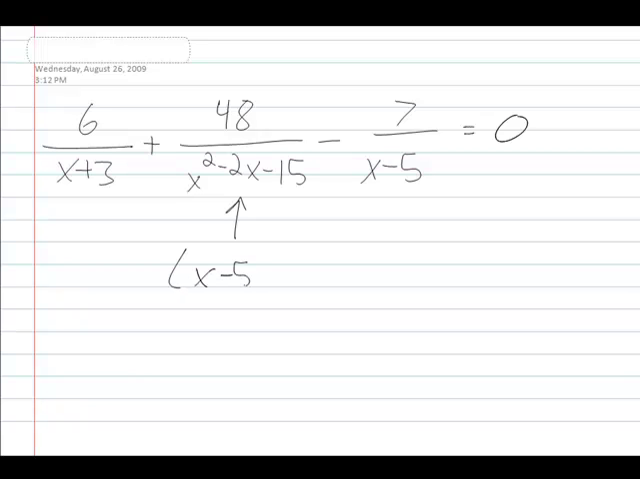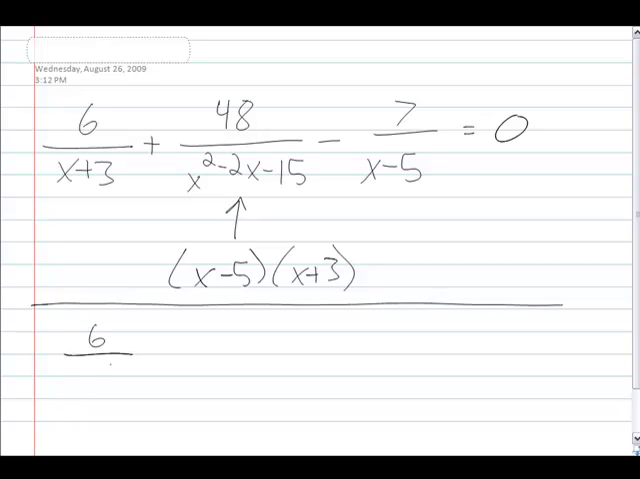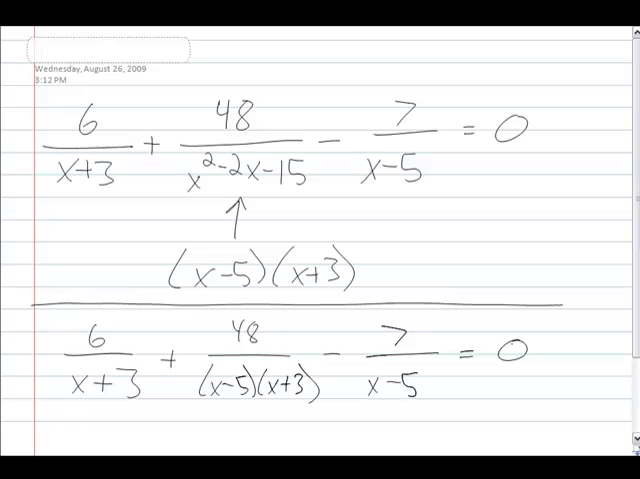This will factor to x minus 5 times x plus 3. So now we're going to rewrite the entire problem with everything factored. So we'll have 6 over x plus 3 plus 48 over x minus 5 times x plus 3 minus 7 over x minus 5, all equal to 0. So now it's much easier to see what the lowest common denominator would be.